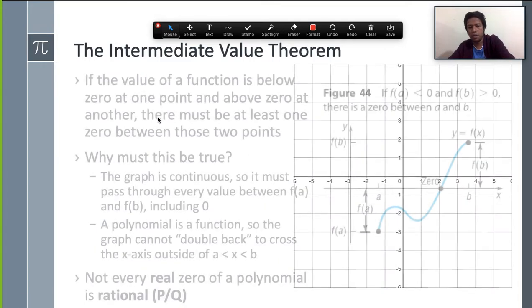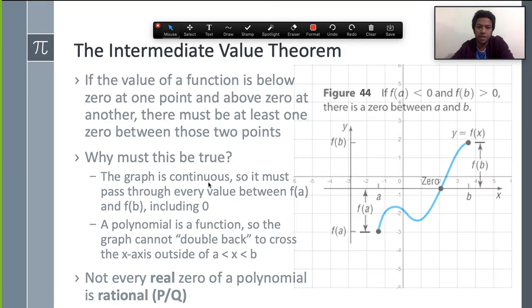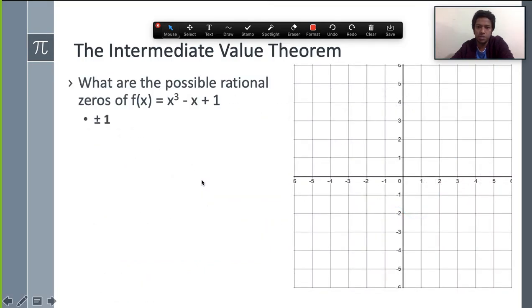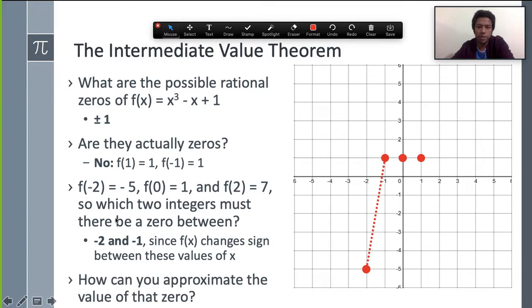Not every real zero of a polynomial is irrational, so they can have different forms. That is the scope of this lesson. Here is again the proof of what I said: if f of minus 2 is minus 5, f of 0 is 1, and f of 2 is 7, then there must be a real zero in between, since there is a change in sign.